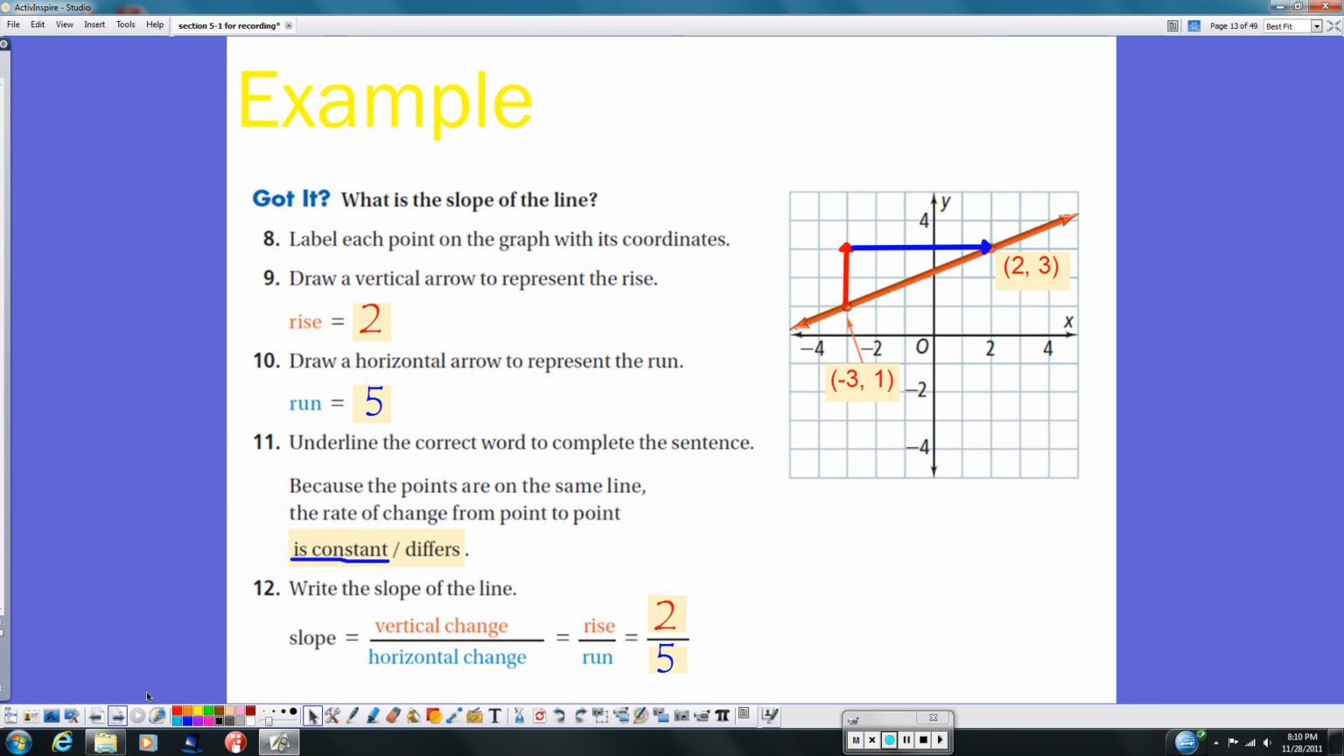So, labeling our points, this would be (-3, 1). This point would be (2, 3). Now, to represent the rise, we have that in red here. If you're going up, that's positive. If you're going to the right, that's positive. So we have a positive rise and a positive run. Since our rate of change is constant, we have the slope of the line is 2 over 5.